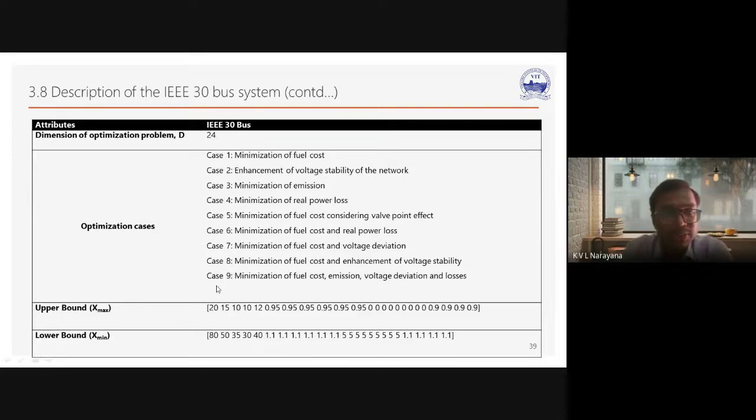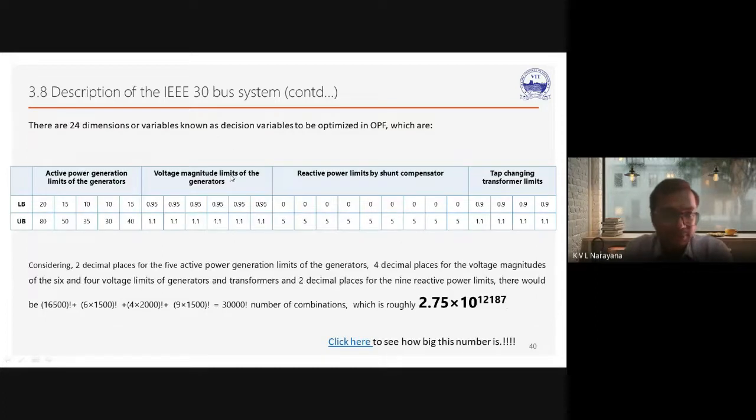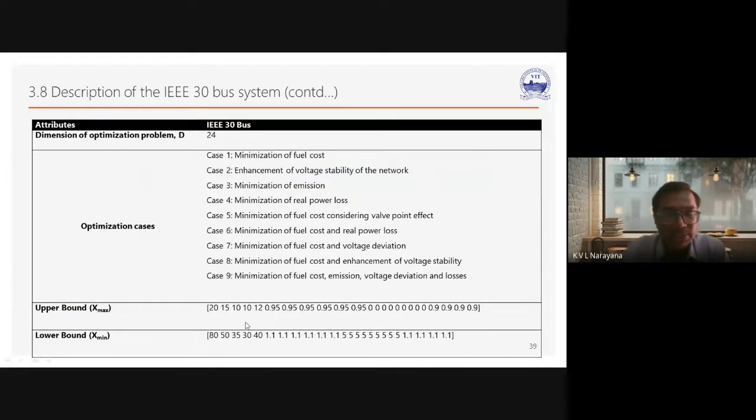So these are the various objectives. I am going to take the first objective, minimization of the fuel cost. And what are these 24 variables? I am going to show here. There are 24 variables we considered which are to be optimized. The main objective of this particular problem is to minimize the fuel cost. First objective only I am taking. There are 9 cases considered, but the first case is how to minimize the fuel cost, and what combination of these variables is to be taken to minimize the fuel cost.